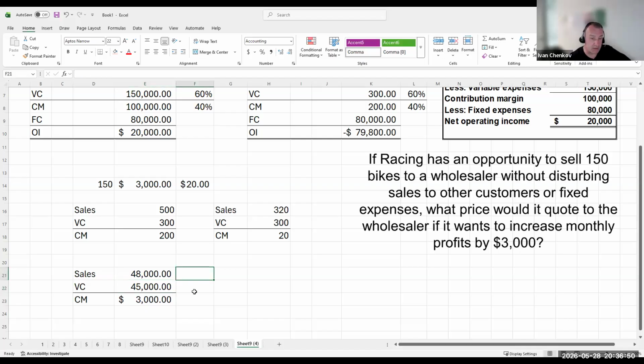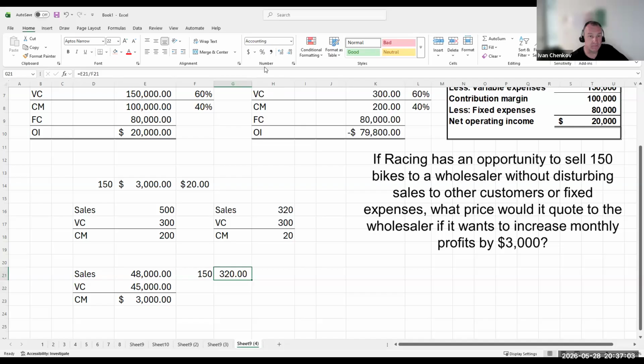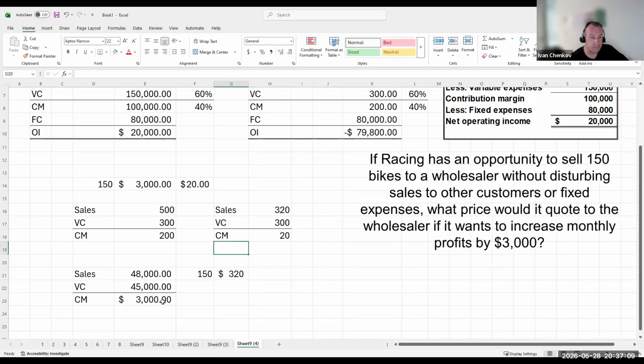How much will it be per bike? 150 here, and it's going to be exactly the same amount, 48,000 divided by 150. I need to sell the bike for $320. And that's the only way I can get the $3,000 which I want. So as you can see, you can approach this type of question in different ways. Per unit or in total, it always brings you to the same result.